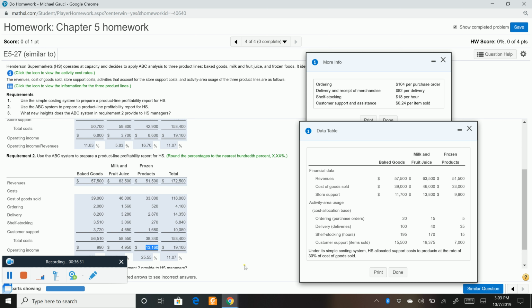Bottom line is this: the more and more you can drill down into understanding how the individual indirect costs are driven, the better we can allocate them. This is called activity-based costing.